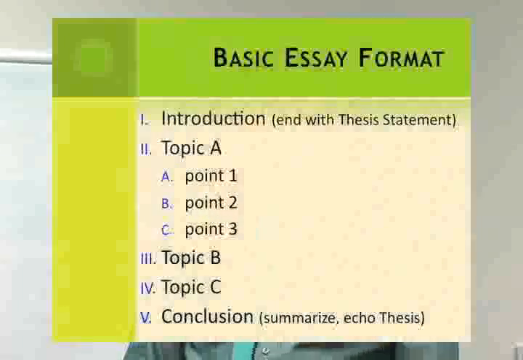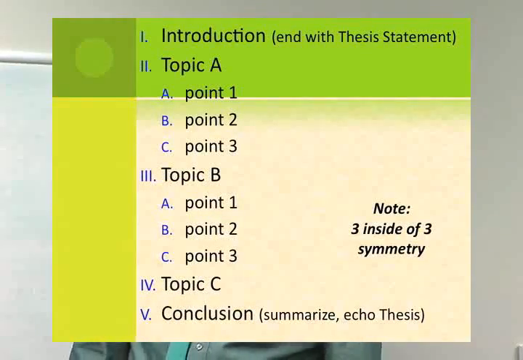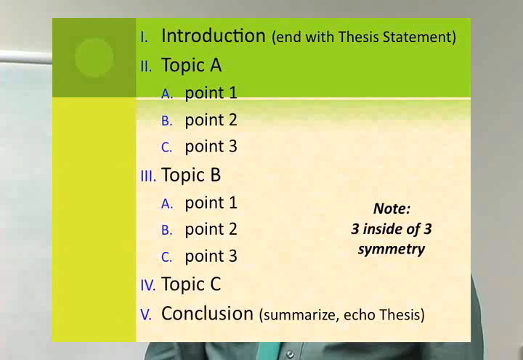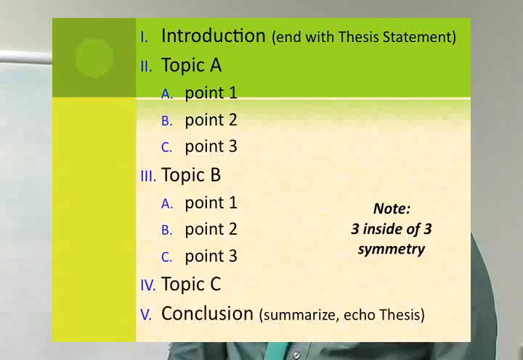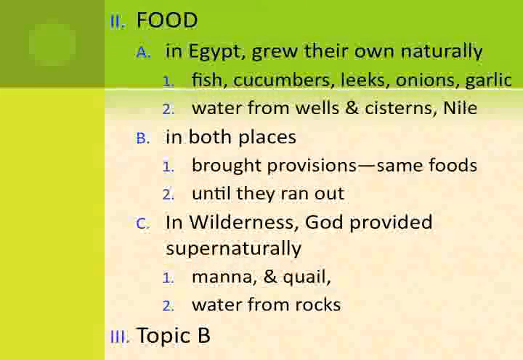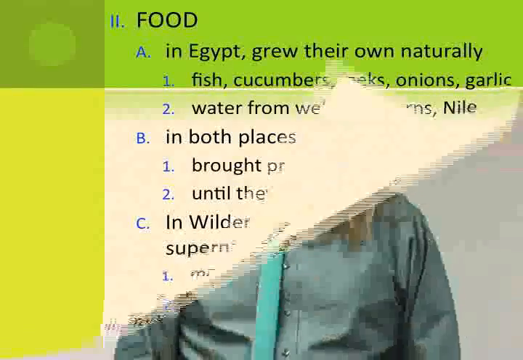As you develop the essay, you're going to have 3 points for topic B. And notice the symmetry of 3 points inside of the 3 topics. The 3 inside of 3 makes for a pretty strong essay. You can further flesh out the outline by putting numbers 1, 2, and 3 underneath each A, B, and C. So there's more information talking about food in Egypt, food in both places, food in the wilderness. You want to have typically more than just 3 sentences in your paragraph. So have your students add new points underneath those A, B, and C levels for each of the 3 topics.